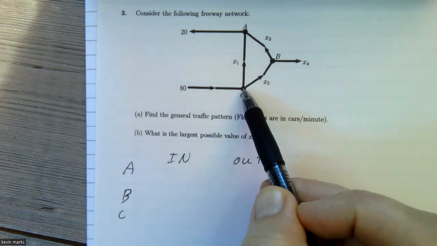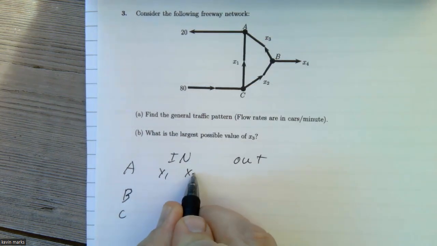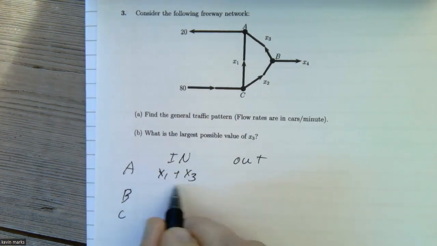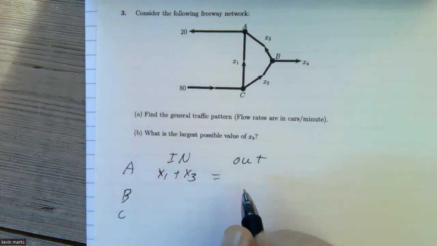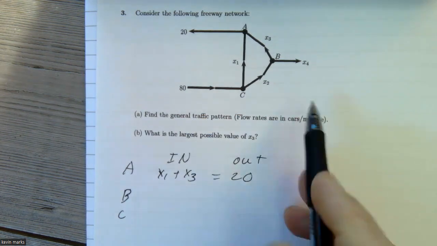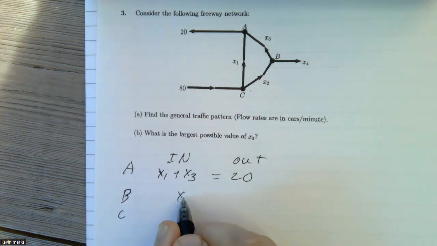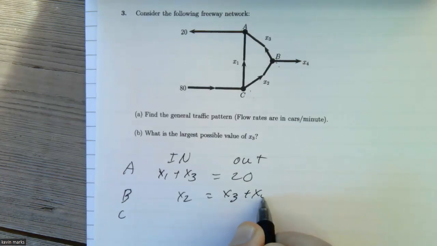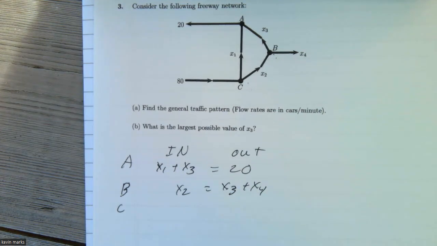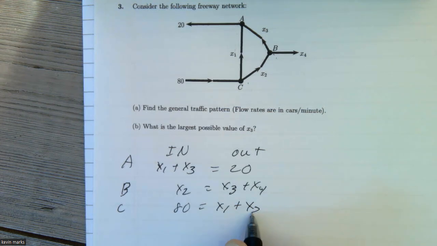Okay. So what's coming into A? Well, X1 is coming in. X3 is also coming in. So those two added together would be all of the inputs going into A, but the output can only allow 20 out. And then do the same thing for B. B has got X2 coming in, but it's got X3 and X4 going out. C has got 80 in, but it's got X1 and X2 going out.